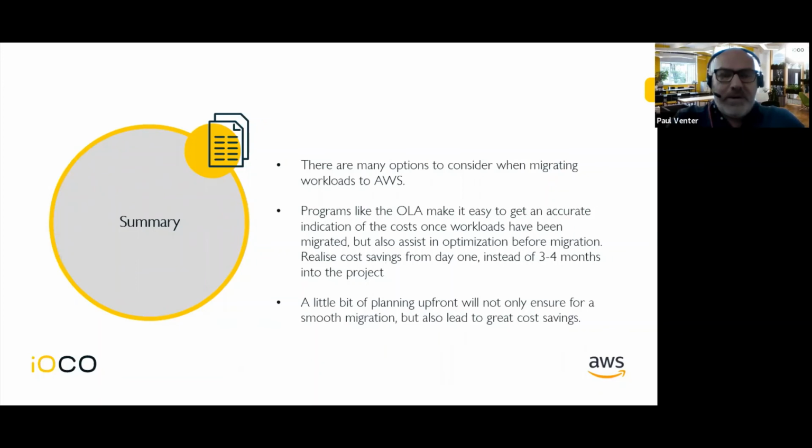So to summarize, there are so many different options to consider when we're migrating workloads to AWS. Programs like the OLA make it easy for us to get an indication of what the actual cost will be once migrated onto AWS, and they also take out the guesswork and highlight the savings we get from day one, instead of running your workload for 3 to 4 months, seeing how it performs and then starting to optimize. So again, a little bit of planning upfront will not only ensure a smooth migration, but also lead to great cost savings.